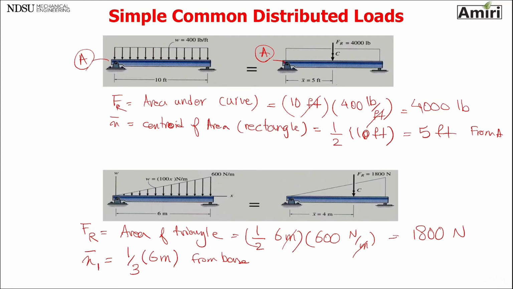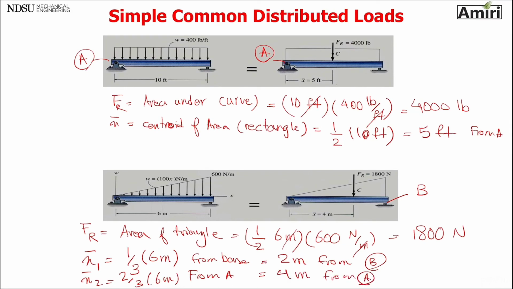Let's call this X bar 1. It's from the base, which is 2 meters from base, which is point B. Or it's located at 2/3 from A, which is located at 4 meters from A. Both ways are correct, any way you want to do it. The only important thing is, remember, centroid of a triangle is located here. 1/3 this way, 2/3 this way.